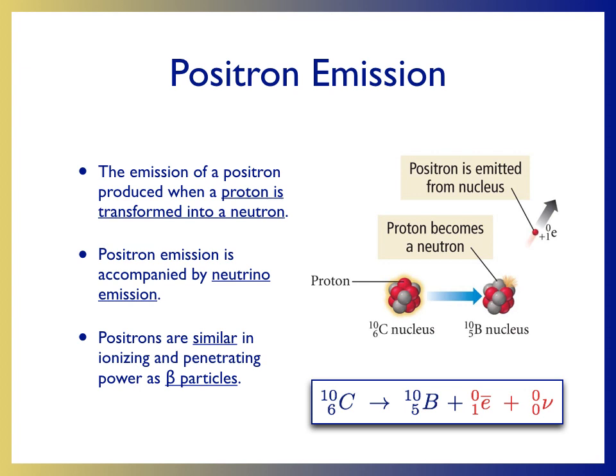Since positrons have the same mass and charge magnitude as electrons, they have the same ionizing power and penetration power as beta particles.